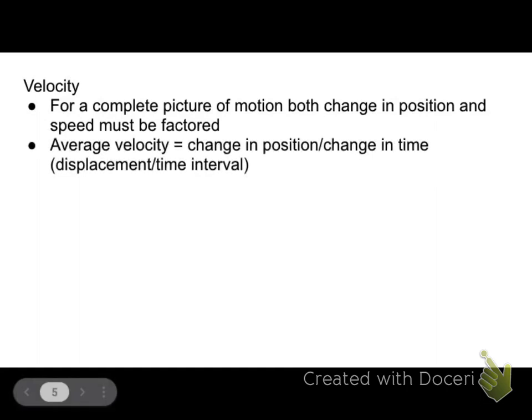Okay? Average velocity is equal to the change in position of an object divided by the change in time, which could also be said as the displacement divided by the time interval. So, if you're solving for velocity, you're using displacement divided by time.